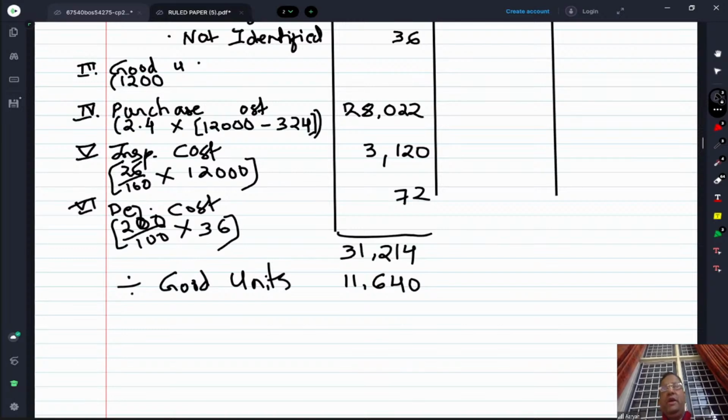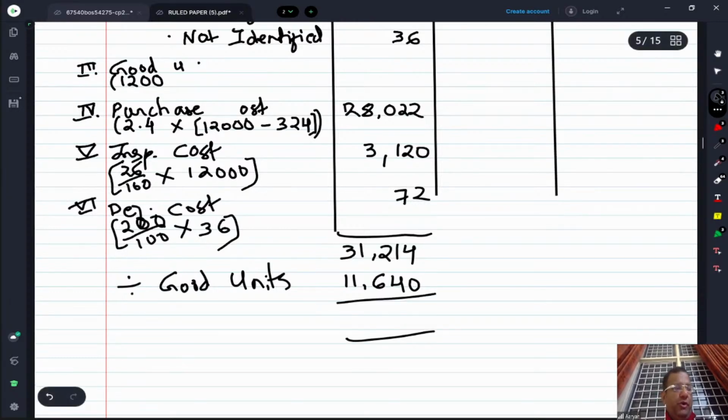12,000 I have purchased. I have returned 324 out of that. Okay, so this is the remaining unit I have processed. Out of that remaining unit, how many units have been identified as defective at the later stage? 36 unit has been identified. So 11,676 is the unit I have processed minus 36 unit which has been identified as defective. So in my hand, the good unit will be 11,640 unit.